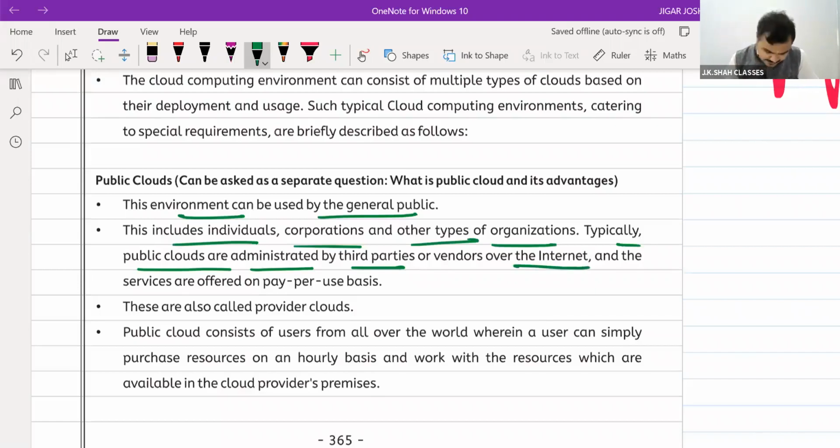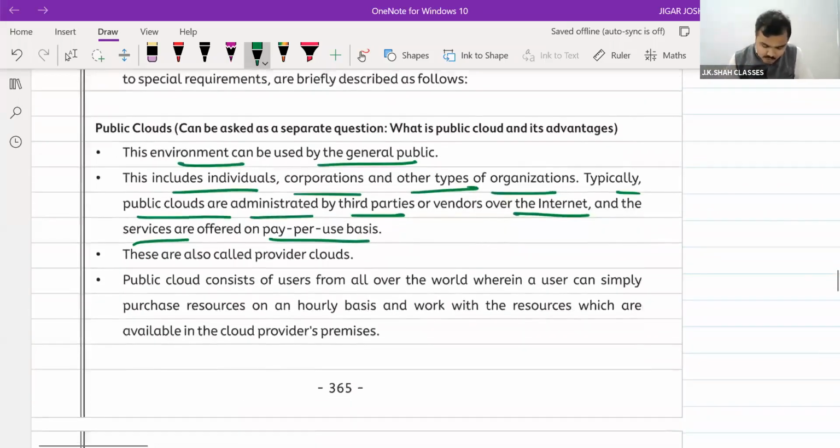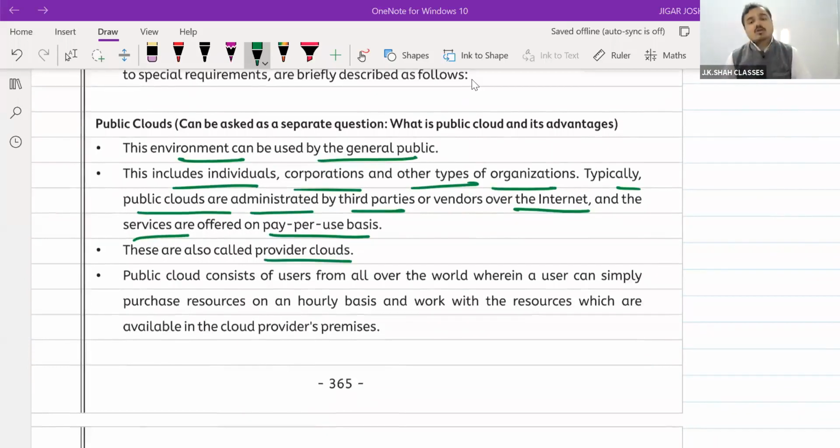Over the internet, and services are offered on what? Pay per use. As much as you use, pay for it on that basis. These are also called what? These are also called provider clouds because somebody else is providing services to me. Public cloud consists of users from all over the world. Suppose you purchase the service of Amazon Web Service. You don't know where the Amazon cloud is.